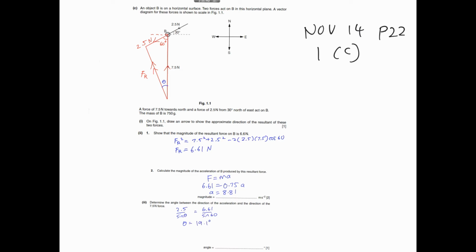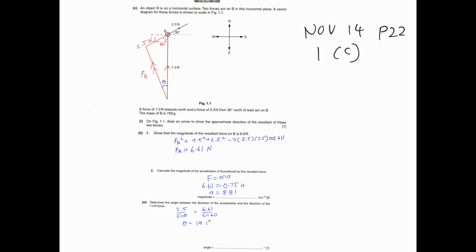Then the next part asks you to find the magnitude of the resultant force. Since you know these two forces and you know the angle, which is 60, how do I know this angle is 60? Because if this is 30, this is 30, so this is 90, so this at the bottom will be 60. So we can use the cosine formula, which is FR squared equals 7.5 squared plus 2.5 squared minus 2 times 2.5 times 7.5 times cos 60, and you will get the resultant force.